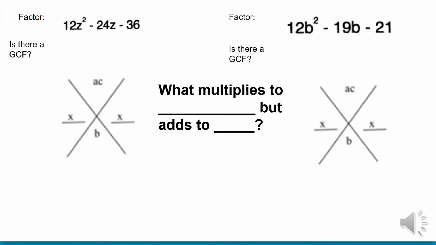Our magic question is what multiplies to a times c but adds to b. So I want you to go ahead and try these two problems on your own. Keep in mind that the second one has some large numbers, so you're going to have to try a lot of factors before you find the right one.